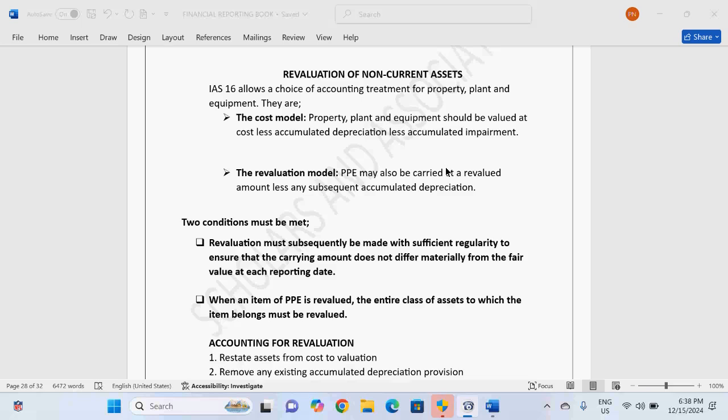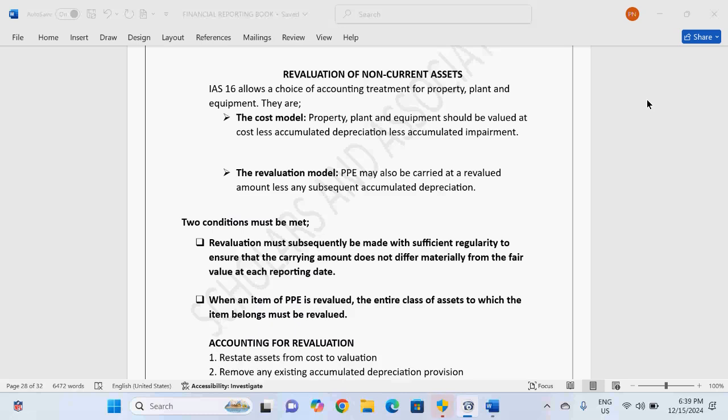So what is the cost model saying? The cost model is saying that the PPE, that is the property, plant, and equipment, should be valued at cost less accumulated depreciation, less any accumulated impairment. So the PPE using the cost model should be valued at cost less accumulated depreciation, less accumulated impairment.